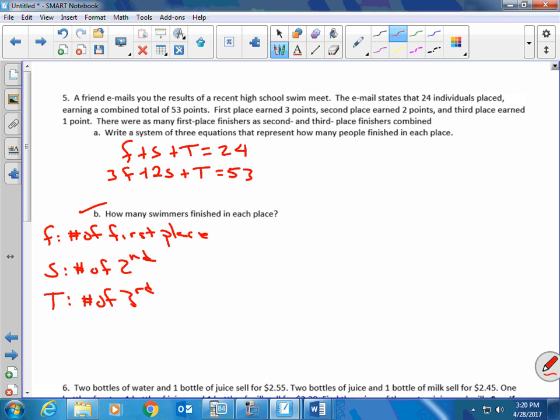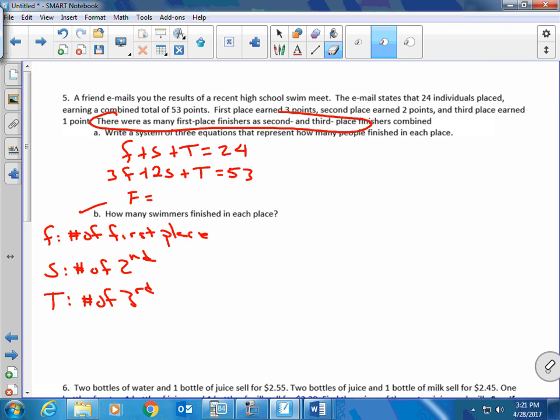However, I do see a relationship between first, second, and third. There were as many first place finishers, F, as second and third combined. The number of first place equals the number of second and third combined. Let me rearrange that. Put it back into the same form as the rest. Second plus third combined. Okay, we have our three equations.